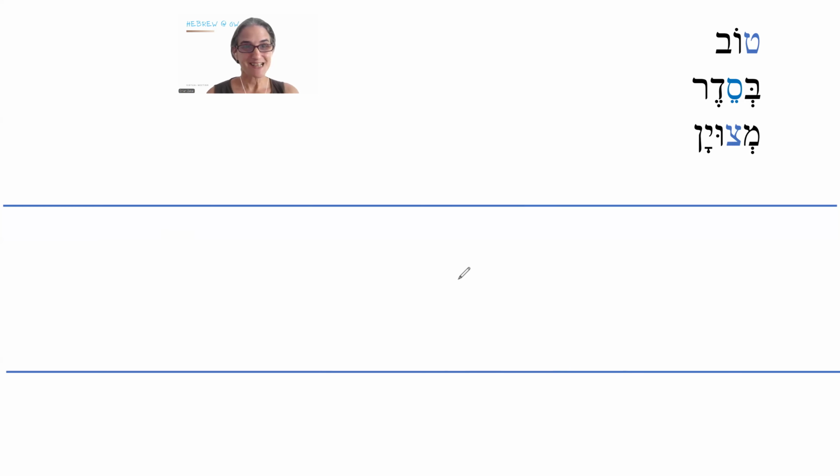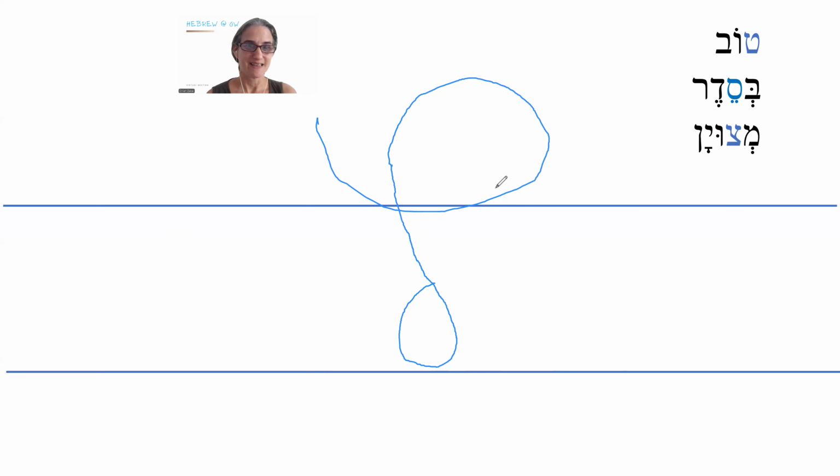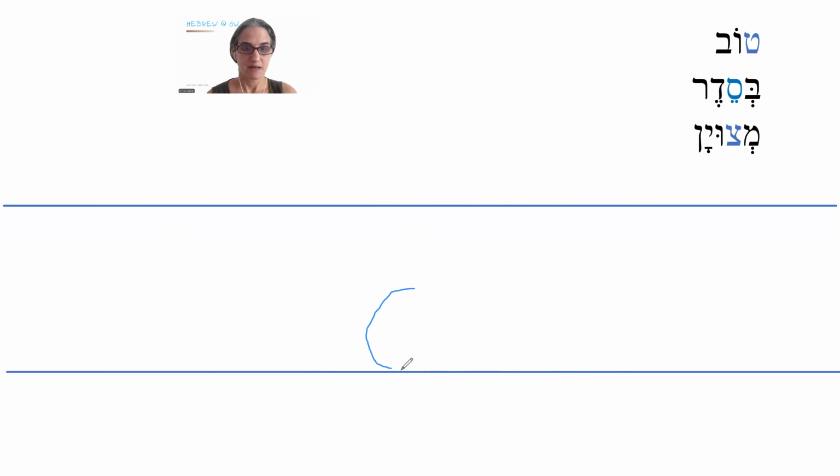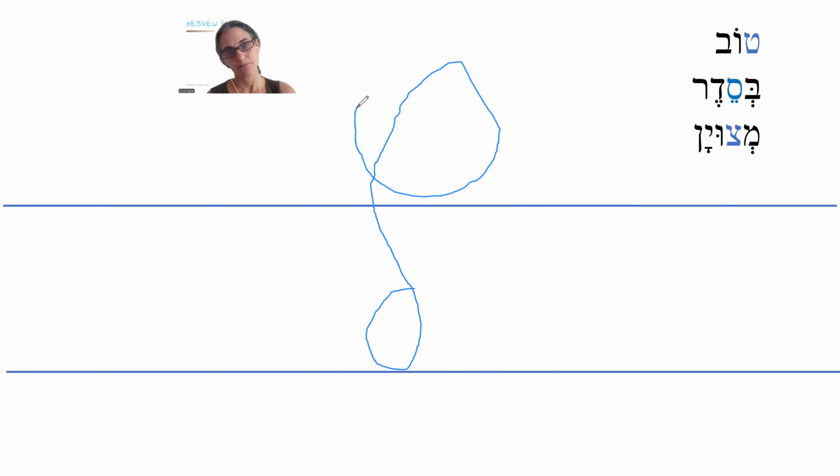Okay, and now let's just write the final tzaddik just for fun. Start in the middle, go down for a bubble, like a little tear, up like you're making a lamed, and trill. That's the final tzaddik. And once again, start in the middle, little drop, and up and a trip, something like that. Okay, all right.